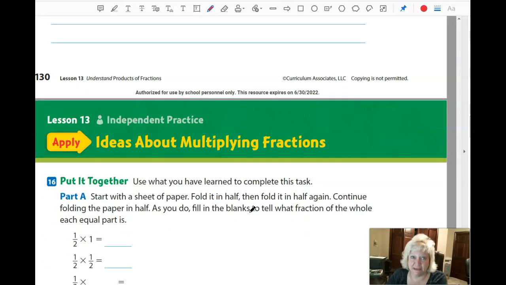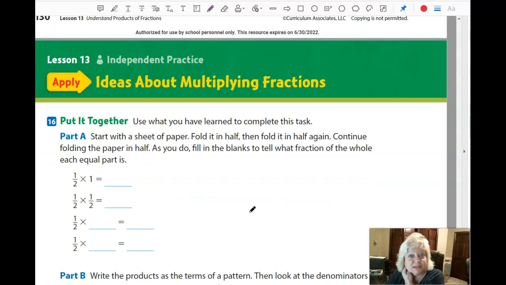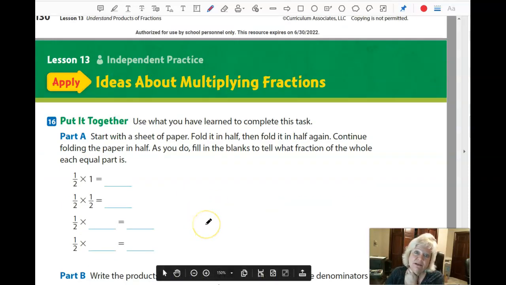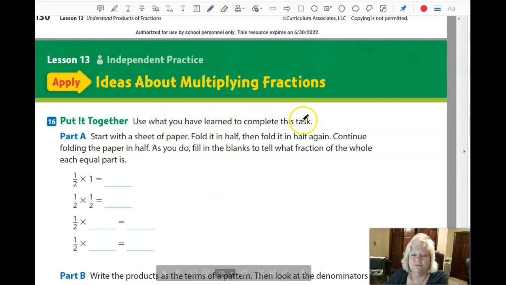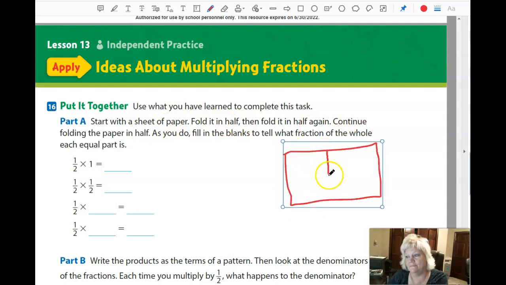Okay, then the independent practice. I'm not really going to have you do much independent to it. I'm just going to explain it to you, and then I'm going to have you work on your worksheets. Use what you have learned to complete this task. However, you don't really have to fold a piece of paper. If I had a piece of paper and I folded it in half, it's saying, let's see, it says fold it in half. I just did it. And then fold it in half again.